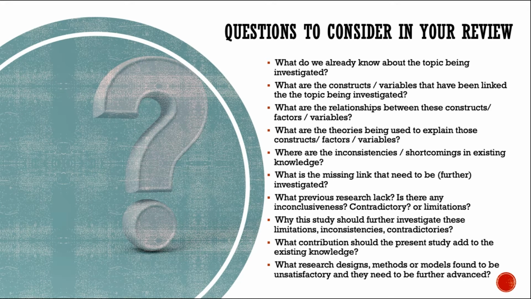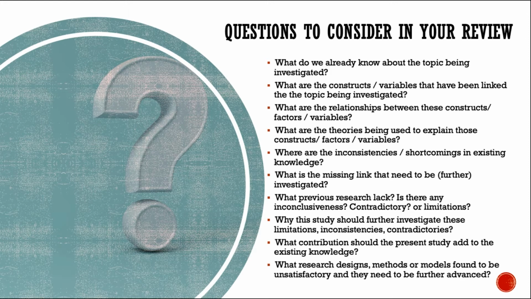And also, what are the relationships between those constructs or variables? Is it a positive relationship? Is it a causal relationship? Is it cause and effect? Is it correlation? So what type of relationship is it? What theories are being used to explain those constructs, factors, and variables? You could have 3 theories, 4, 5, and discuss them all. And where are the inconsistencies and shortcomings in existing knowledge? Previous studies may have limitations, inconsistencies in their findings, or inconclusiveness, where they couldn't come to a conclusion about a particular topic or phenomenon.